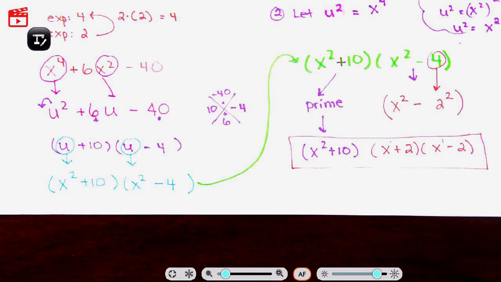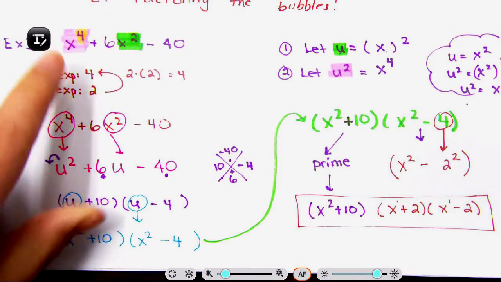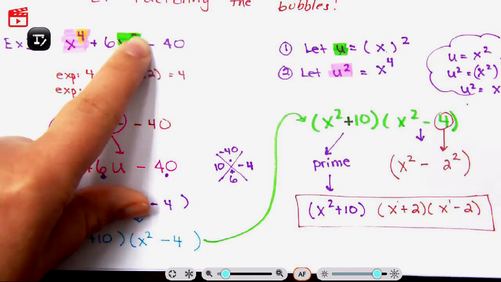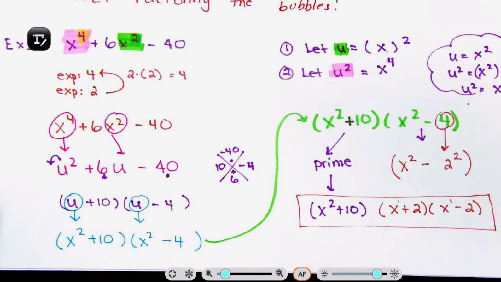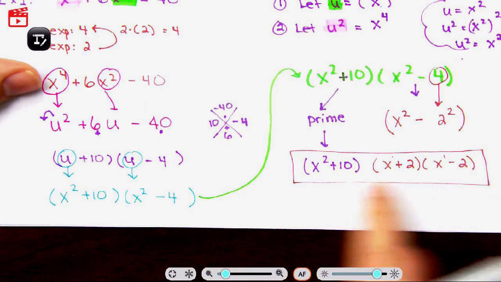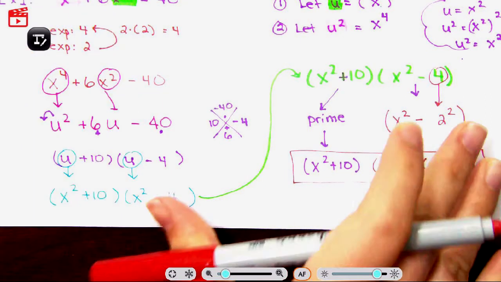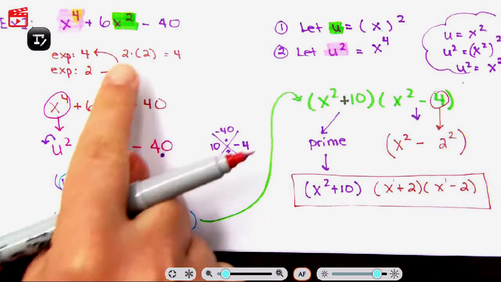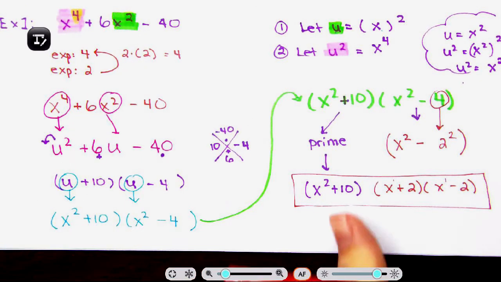for the original polynomial, x to the 4th power plus 6x squared minus 40. So if I was to multiply this out, it would give me the original polynomial. Again, factoring is undoing that multiplication. So when we do multiply, we can get our original polynomial. Let's do one more example.